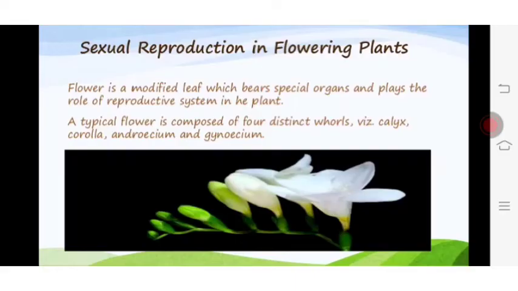Let us learn sexual reproduction in flowering plants. Flower is a modified leaf which bears special organs and plays the role of reproductive system in the plant. A typical flower is composed of 4 distinct whorls, namely calyx, corolla, androecium, gynoecium. Calyx means sepals, corolla means petals, androecium means stamen, gynoecium means carpel.